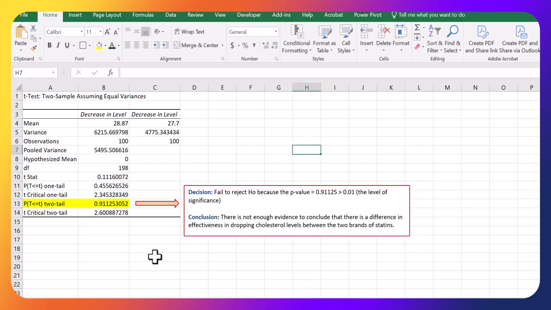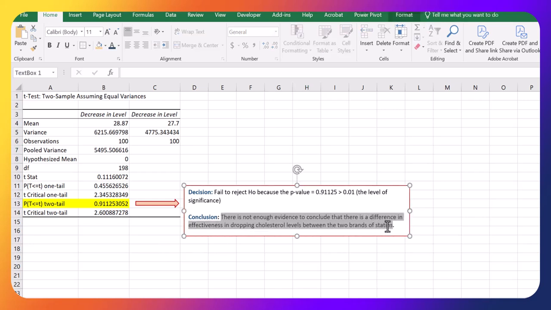Okay, but yeah, so that concludes this pooled variance t-test to test if there's a difference between these two brands of statins, or if you will, we're testing on two independent samples of people.